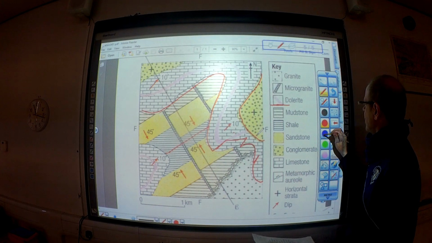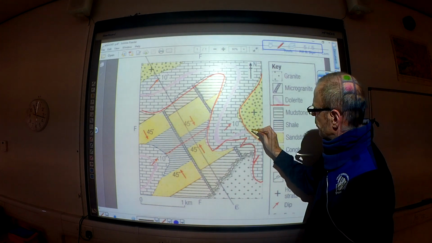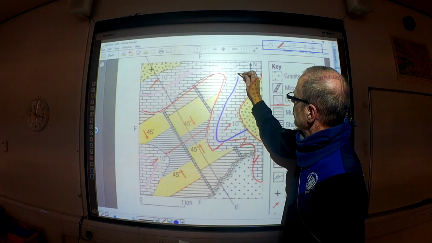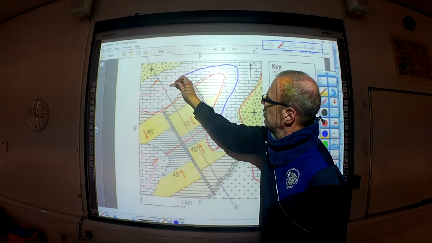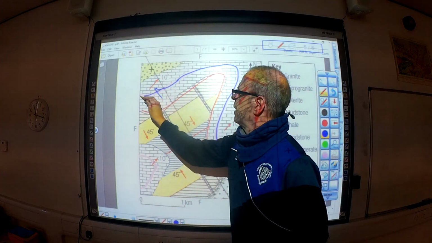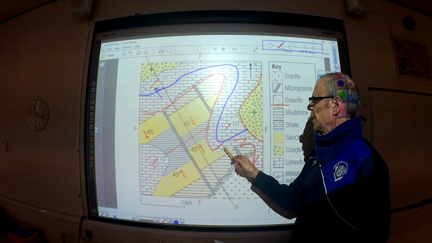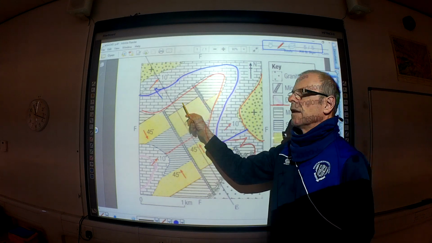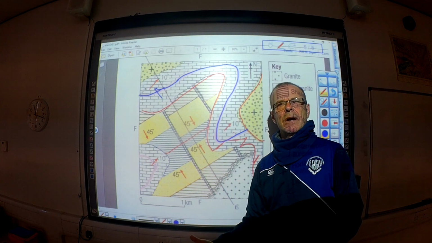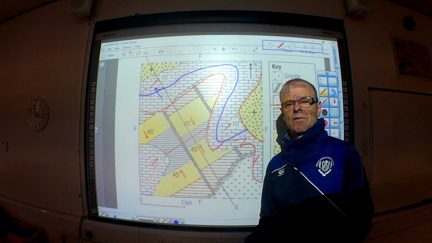Also note, if we look at this igneous intrusion here, it is clearly a sill. It's a conformable hypabyssal intrusion. Forget the squiggle at the end there. It is following the same outcrop pattern as the base of the limestone. Therefore, it is dipping at the same amount as the limestone, 10 degrees towards the northeast.